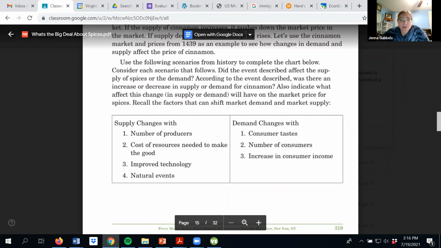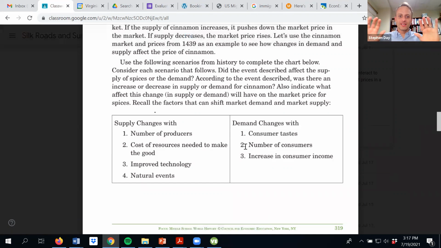Number of producers, the cost of resources needed to make the good, improved technology and natural events, and demand changes with consumer tastes, number of consumers, increase in consumer income. Okay, so I kind of like how they've laid these supply and demand changes out easily.